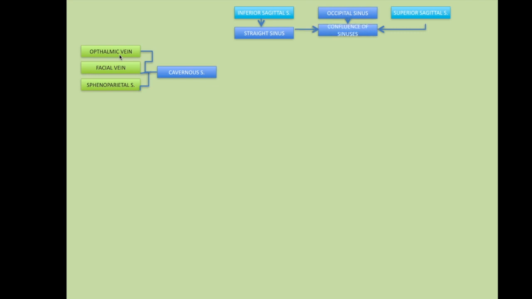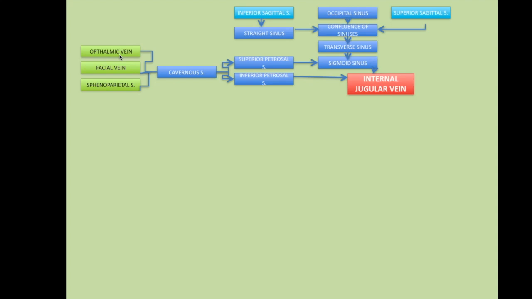The confluence of sinuses then drains into the transverse sinus. This transverse sinus drains into the sigmoid sinus. The sigmoid sinus again receives a tributary from the cavernous sinus called the superior petrosal sinus. The other tributary of the cavernous sinus, that is the inferior petrosal sinus, drains together with the sigmoid into the internal jugular vein.